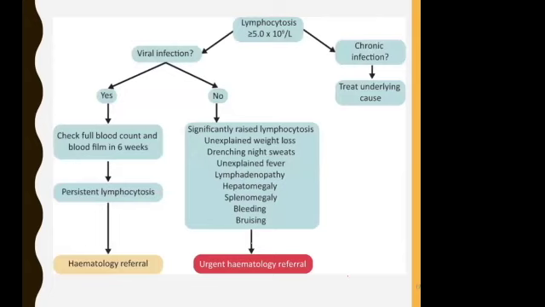So how do we approach lymphocytosis? Well, we need to check the patient's history. So if a patient has lymphocytosis, we need to check if the patient has a chronic infection. If they have a chronic infection, you're going to treat the cause. If they have a viral infection, you're going to consult hematology.